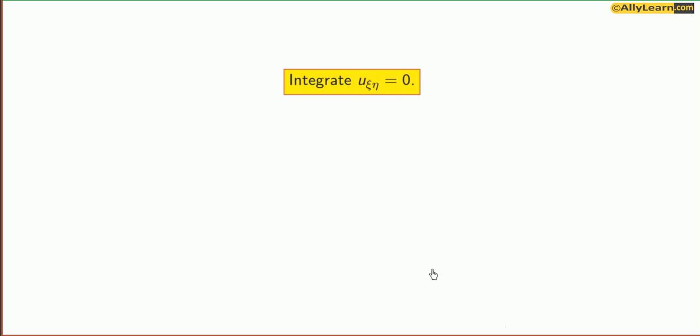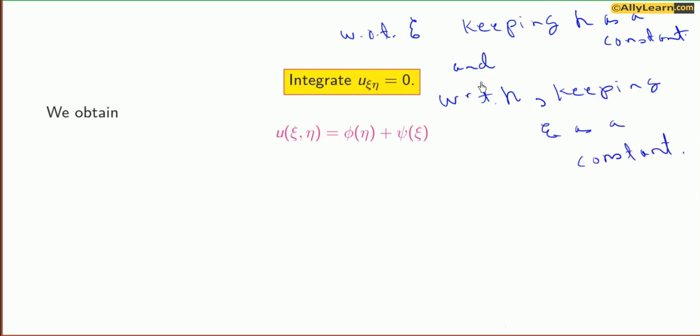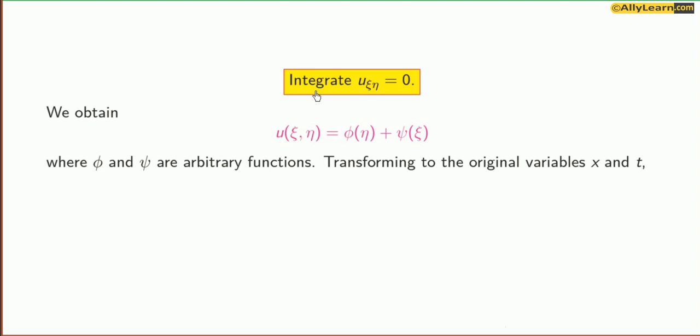So we integrate u_xi_eta equals 0. After integrating it with respect to xi, while keeping eta as a constant, and then integrating with respect to eta while keeping xi as a constant, we get this expression: u(xi, eta) equals phi of eta plus psi of xi. So friends, this is the general solution for the wave equation, where phi and psi are arbitrary functions.